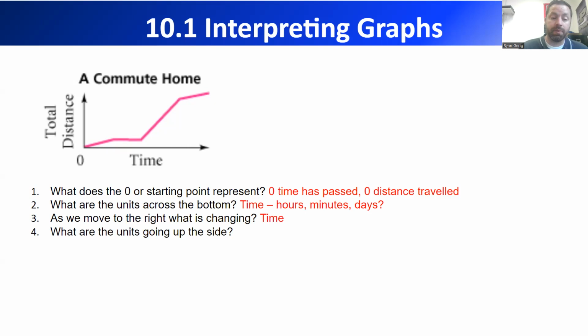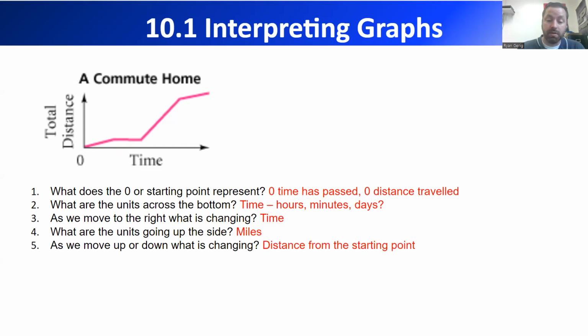What are the units going up? Well, that's the total distance from the starting point. Now, again, it doesn't give you the units, but I'm going to assume we're talking miles. It could be feet, but probably not. Using context, it's probably miles, but we don't know, and that's okay again. As we move up or down, what is changing? Well, that would be the distance from the starting point.